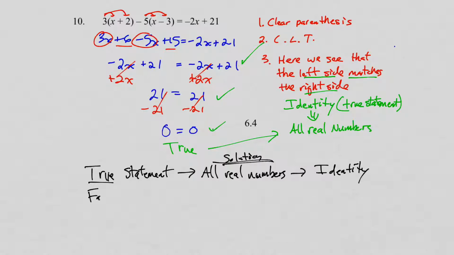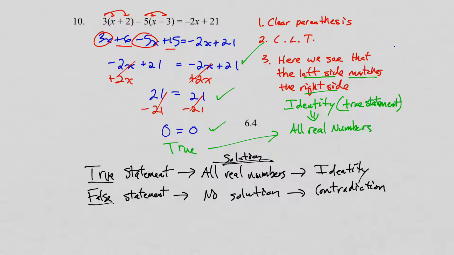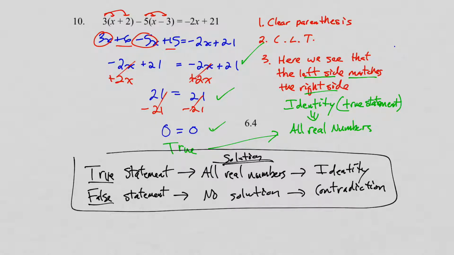False statement, and pretty much you'll see this when the x's cancel out. We have no solution, which is called a contradiction. Okay? So please remember this as you're doing your work, if you encounter this scenario.